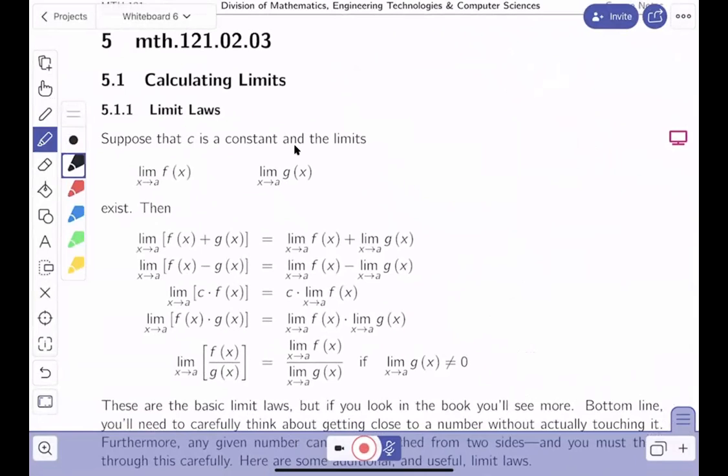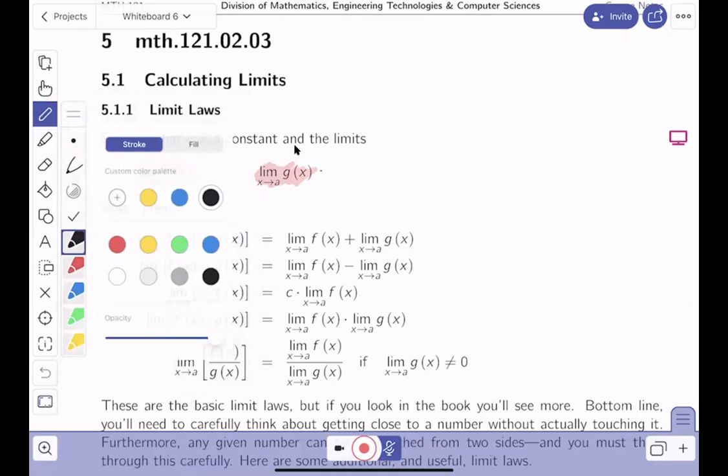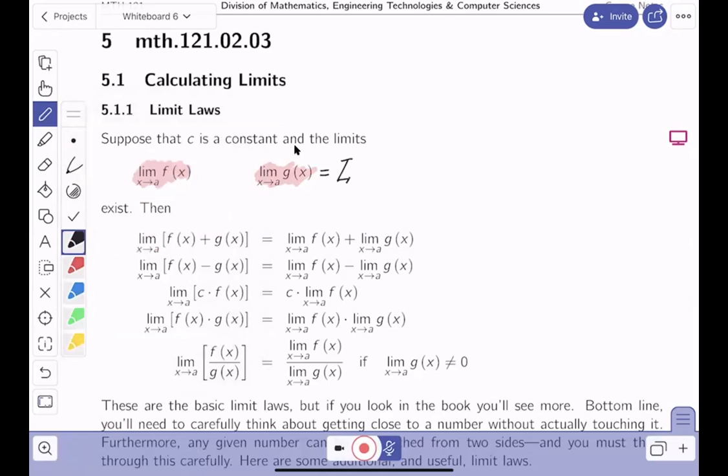This one says, suppose C is a constant. What does that mean? C is some real number. And then we have these two limits, and these two limits exist. That's what they're saying: this limit here and this limit here exist. So if they're telling me that, what they're basically telling me is that these things actually have limits. I'm going to say this is the limit of the second one, and this is the limit of the first one. What does that mean? L1 and L2 are some finite number. Now, what do they go on to say?